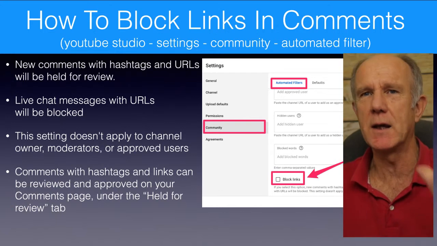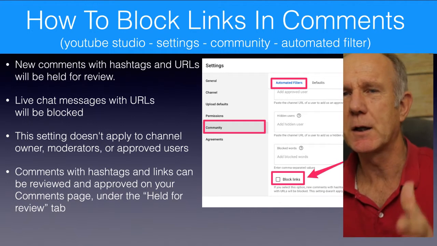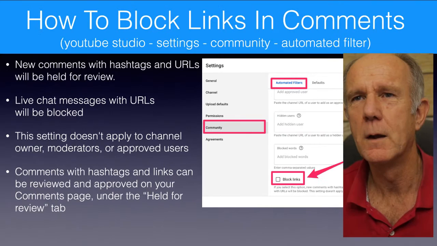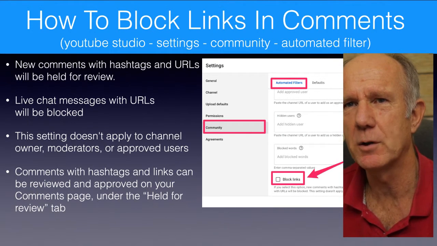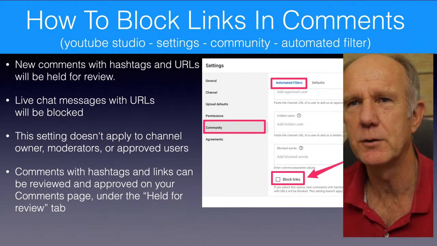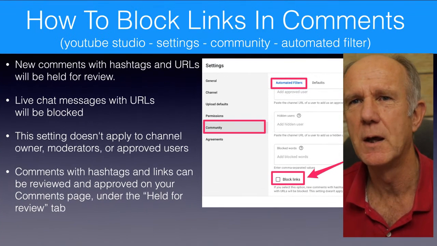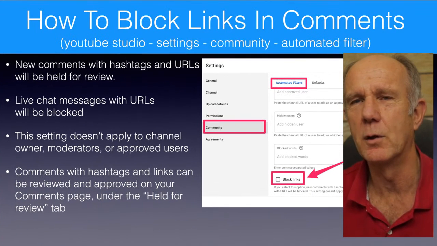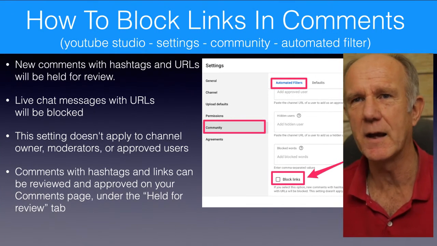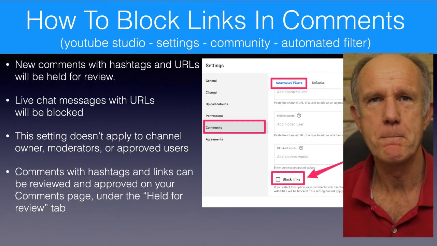All you have to do is, again, click on the community tab in YouTube Studio, click on the automated filters at the top here, and then check the box that says block links. That comment will be held for review, and then you can check your held for review comments, and if it's still a good comment and you want to approve it, you can approve it, you can flag it, you can hide the user from the channel, etc.